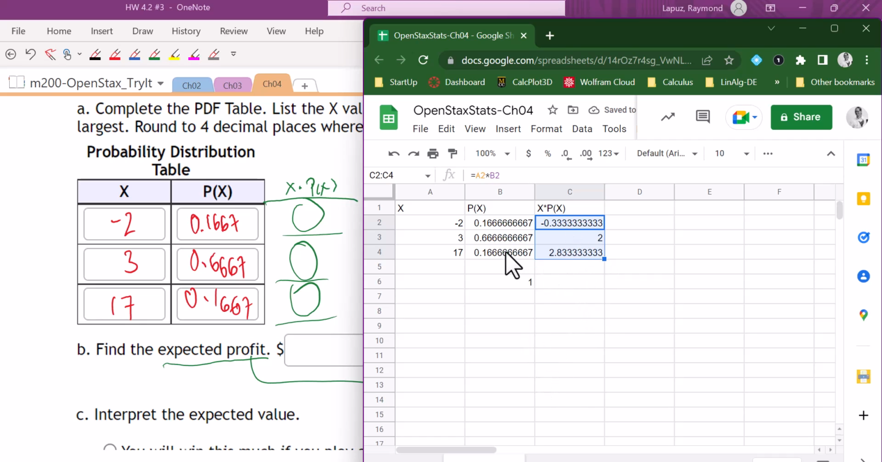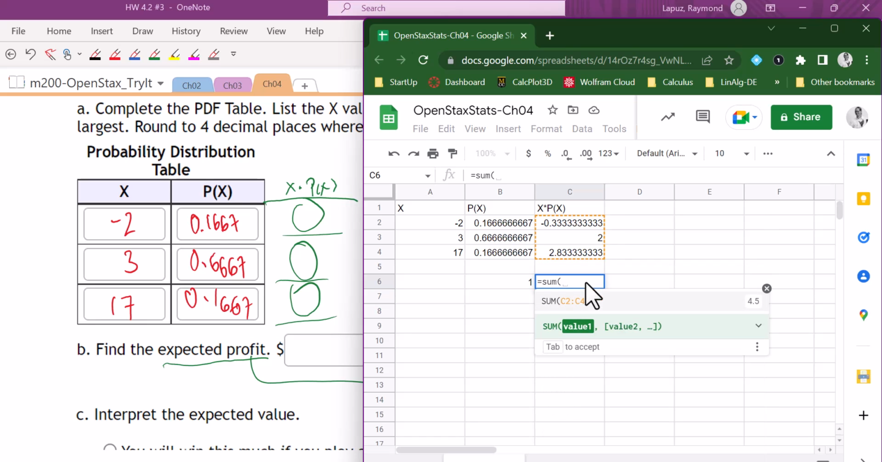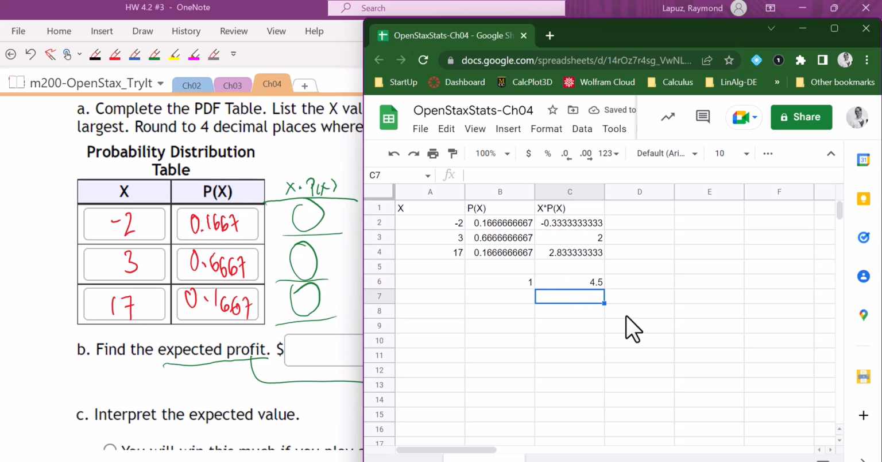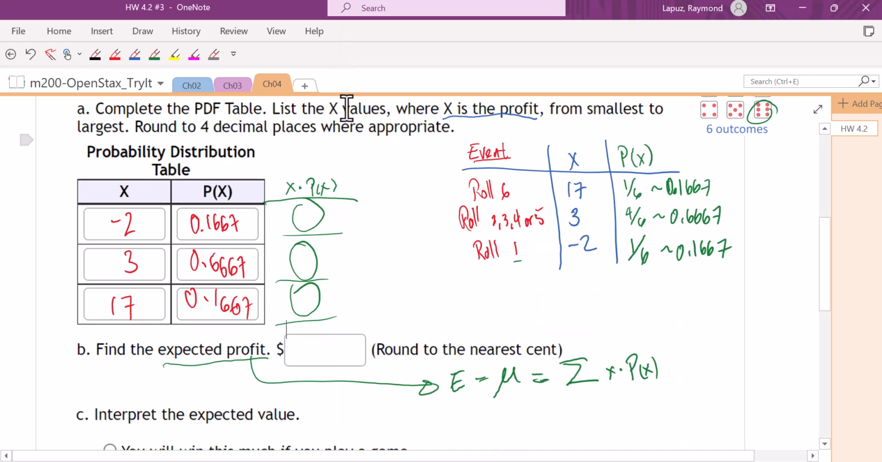So these are the values that you would have if you were to multiply negative 2 times 1/6, 3 times 4/6, and 17 times 1/6. And then you're also going to want the sum of this, and this is going to be your value that you're looking for. So I'll say equals the sum, parentheses. It looks like they've already pre-highlighted this for us, but you can also click and drag to make sure that we're getting the same thing. And we get 4.5. So $4.50 is what we have. So the expected profit here is going to be $4.50, rounding off to the nearest cent.